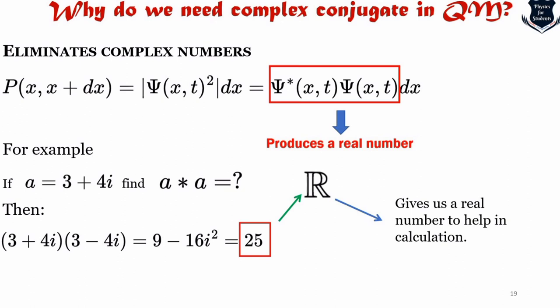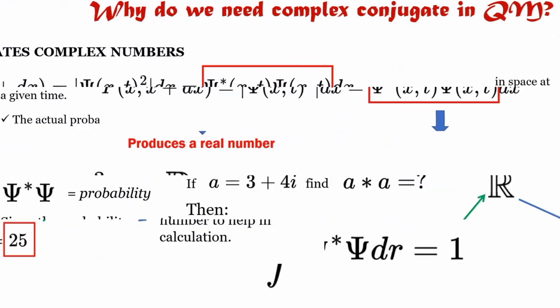Right, so here is an example. If A equals 3 plus 4i, then can we find the complex conjugate? So you see, it yields a value which is 25, and the value is real. So it really helps us in conjugation, and that is why we take the complex conjugate of wave equations, so that it produces a real value.